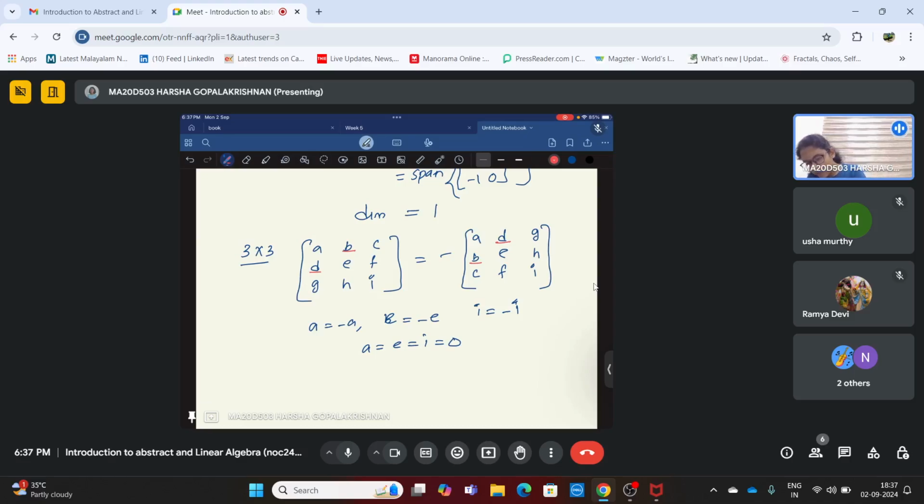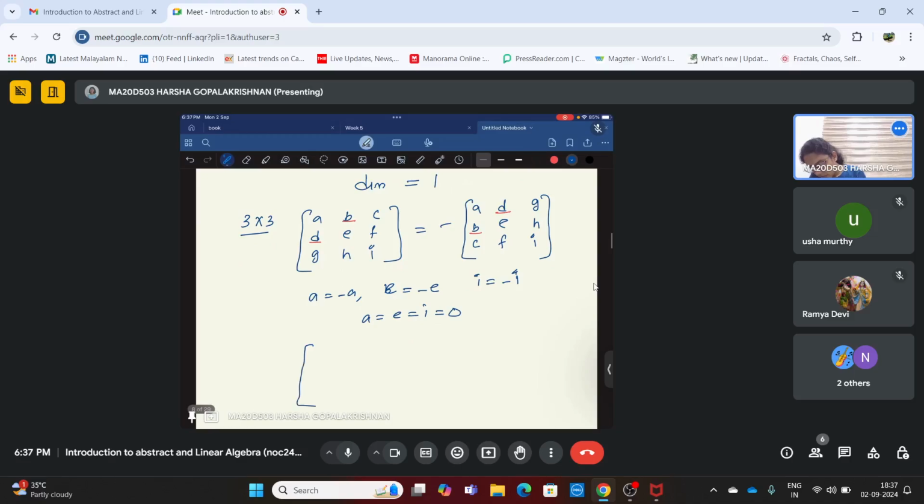Correct? For example, what we are getting? We got diagonal. Along diagonal it is 0, 0. Now, if I am writing B here, it should be minus B here, right? Because of the equation B equal to minus D and D equal to minus B. In the same way, if I am considering G and C, C equal to minus G, G equal to minus C. Correct? So, here also, if I am writing some G here, it should be minus G.